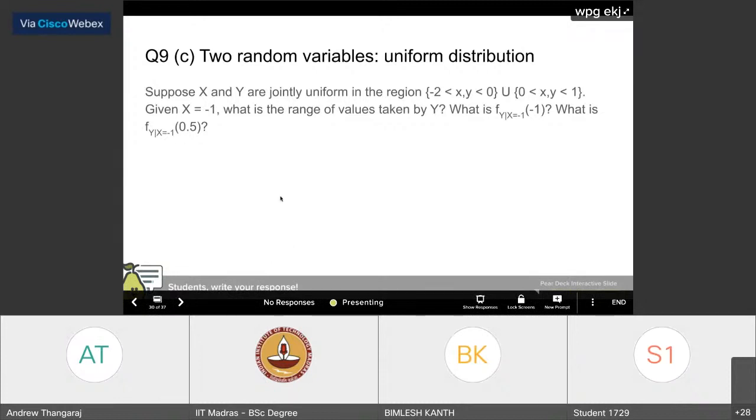This question is okay. Same distribution as before. Remember that plot, once again, always remember that plot. That will give you the picture. Given X is -1, what is the range of values taken by Y? What is the conditional PDF of Y given X equals -1, at -1 and of Y given X equals -1 at 0.5?